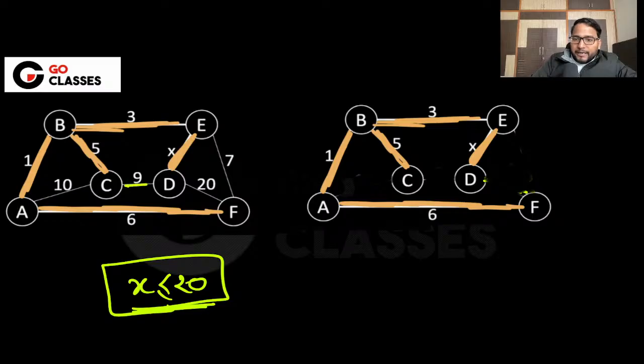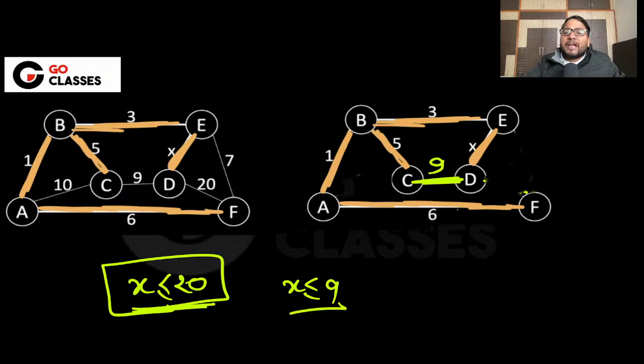Now bring 9. Is 9 forming a cycle with x? Tell me, is 9 forming a cycle with x? If yes, then you write it, okay? Which is x less than or equal to 9 also. Why? Because 9 is forming a cycle with x. So if this is forming a cycle, then first of all, x cannot be the heaviest edge here. So x cannot be greater than 9, right?